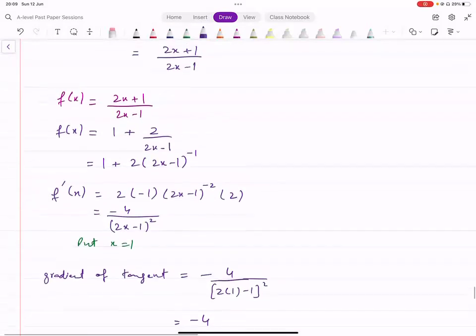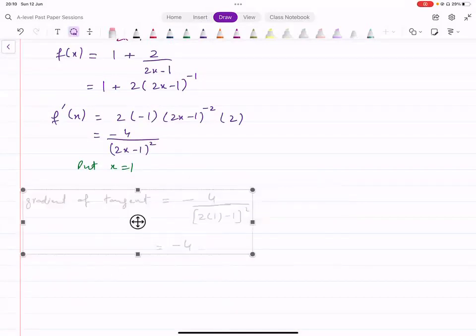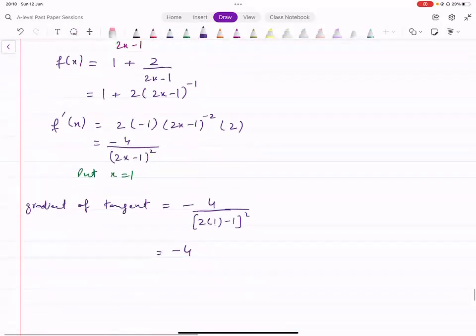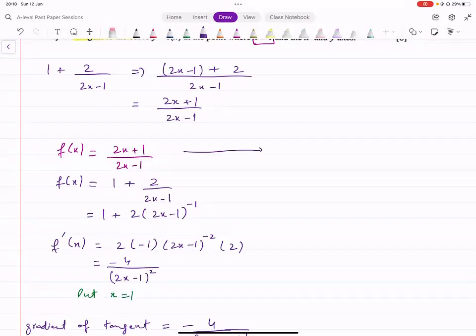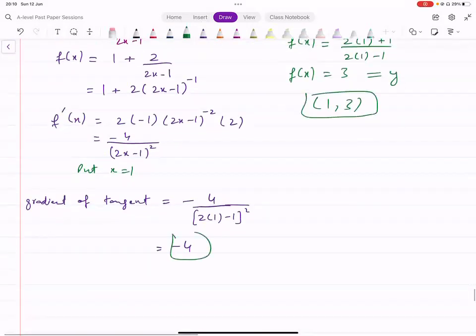How do you find the equation of the tangent? You have the gradient now. There's only one other thing that you need, and that is a point. You know the x coordinate of that point, that's x equals 1. How do you find the corresponding y coordinate? Let's figure that out here on the side. We know x equals 1. Let's input x equals 1 here and see what value of y we get, or f of x, that's the same thing. We get 2 into 1 plus 1 divided by 2 into 1 minus 1, and f of x turns out to be equal to 3, which is the same thing as y. So what's the point that we're talking about? The point is (1, 3). This is the point that we've got, and this is the gradient of the tangent. We have those two things.